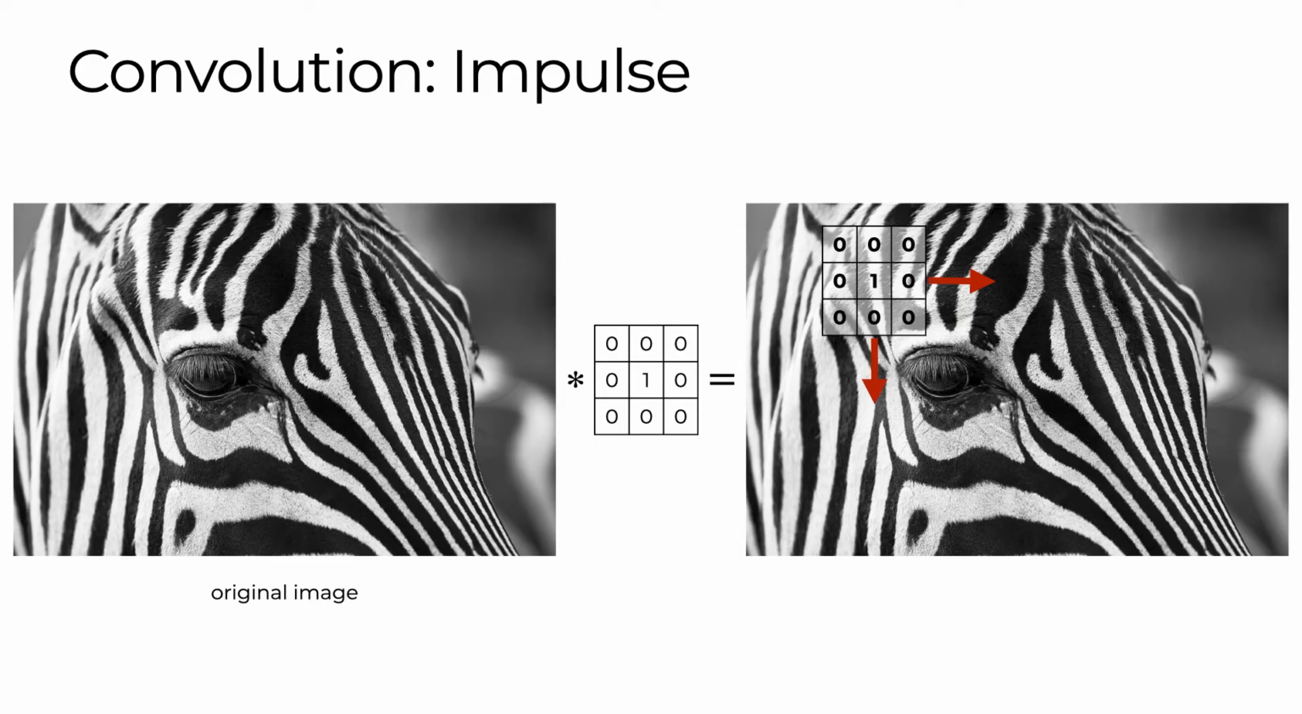Perhaps the simplest choice for a kernel is the impulse function, that is 1 at the center and 0 everywhere else. Convolving an image with the impulse kernel results in an output identical to the input.